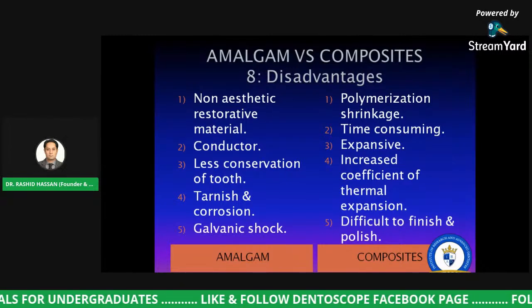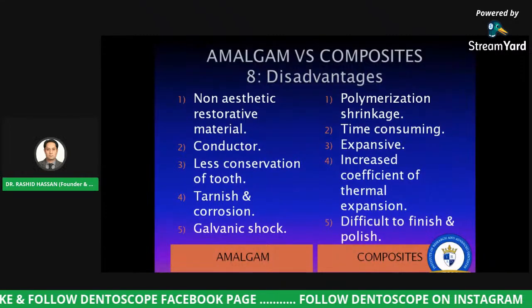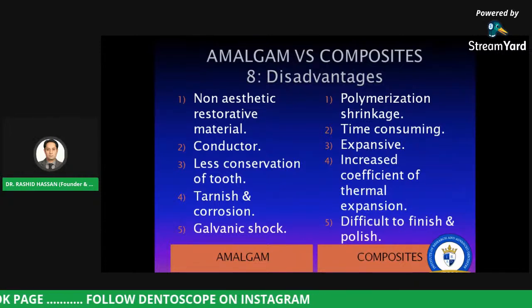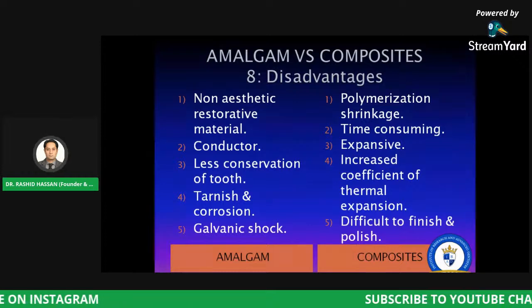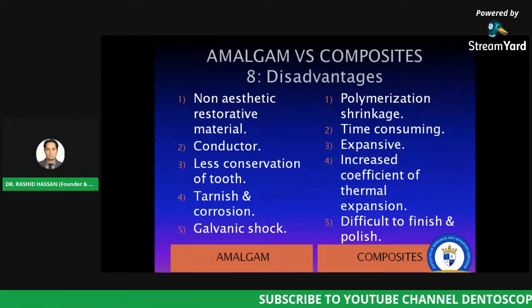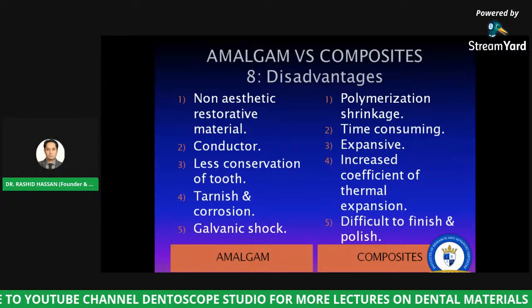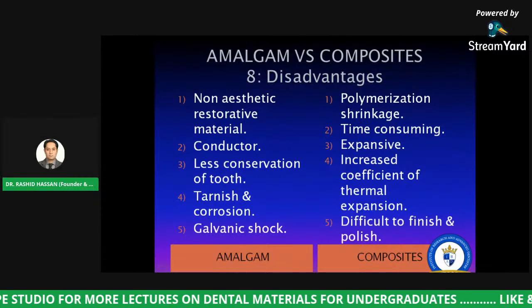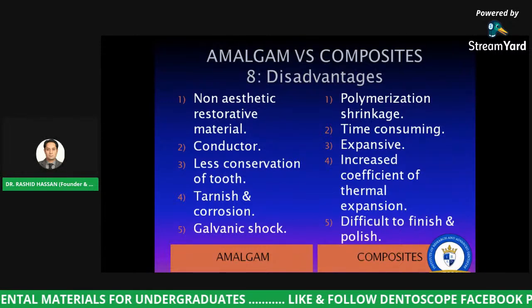So if there is a huge difference in the coefficient of thermal expansion between your natural tooth and the composite, and you fill it with composite, and there is some change in the environment, like a thermal change in the oral environment, that's going to cause expansion or contraction of the dental composite, and that can lead to fracture of the tooth structure.